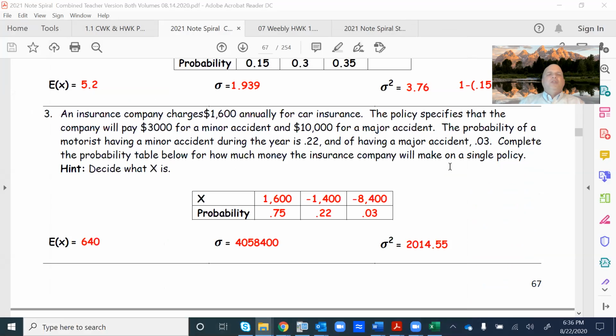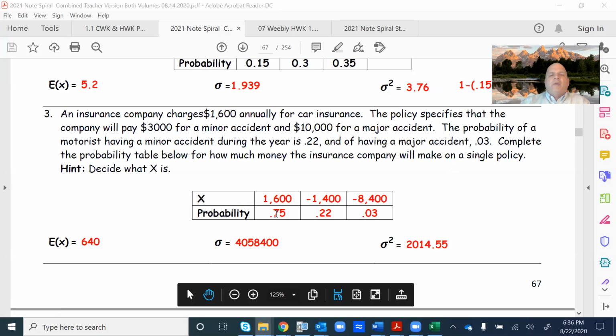So an insurance company charges $1,600 for car insurance. The policy specifies that the company will pay $3,000 for a minor accident and $10,000 for a major accident. The probability of a motorist having a minor accident during the year is 0.22. And having a major accident is 0.03. So basically they're telling you that the probability of some sort of accident is 0.25. So the probability that they don't have an accident is 1 minus 0.25 or the 0.75 we have right here.